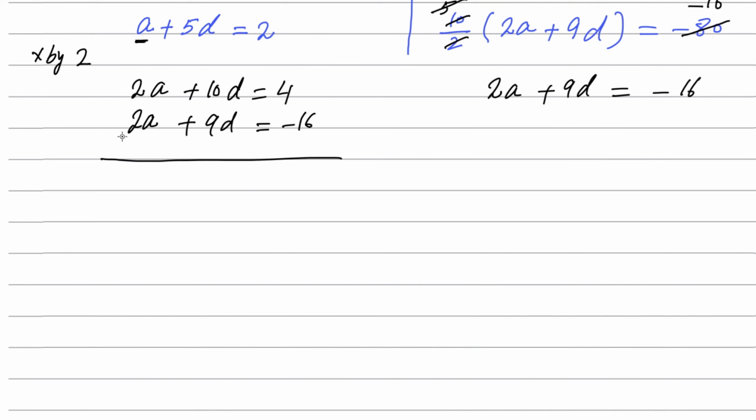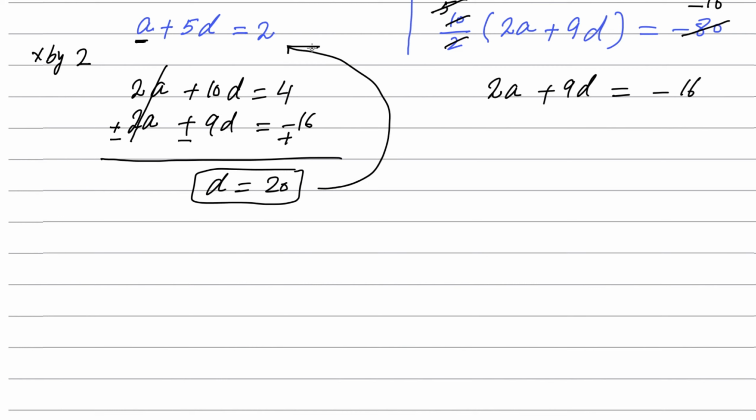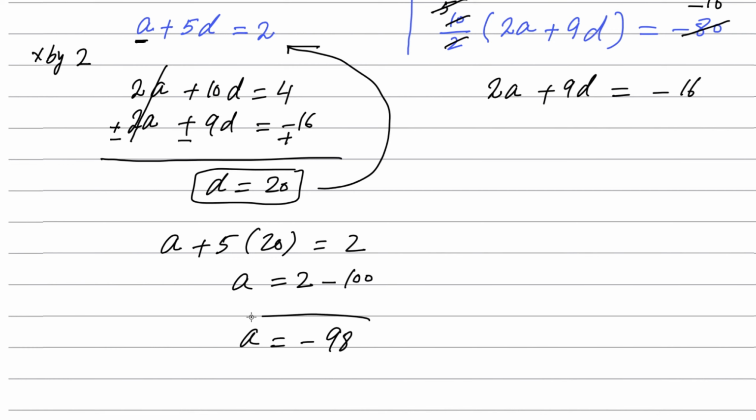Now you have same coefficient. To cancel them out, we have to subtract them. Whenever you are subtracting, we will change the signs. Therefore, d will be equals to 20. To get the value of a, substitute this value over there. In this equation, you will get the value of a. A plus 5 into 20 is equals to 2. This is 100. It goes to the other side. So this will be minus now. Minus 100. So value of a is negative 98. So these are two answers, required answers for the first part of this question.